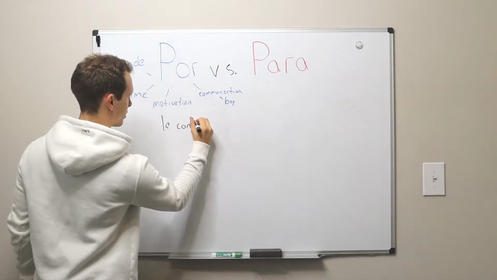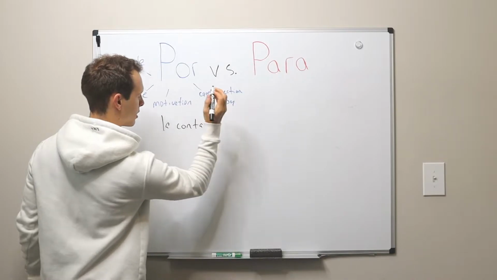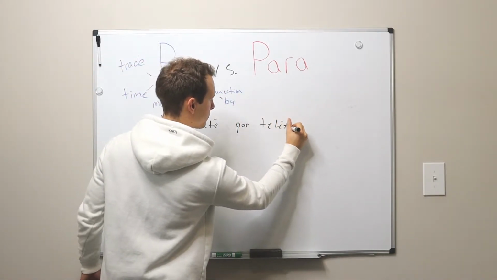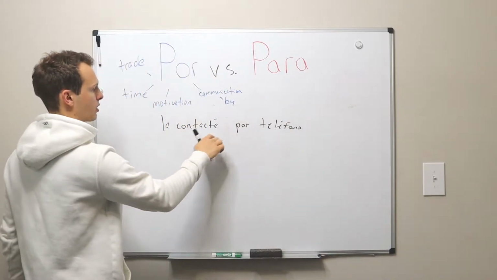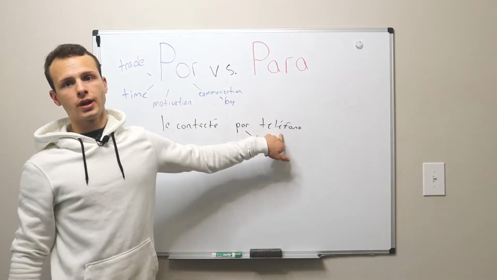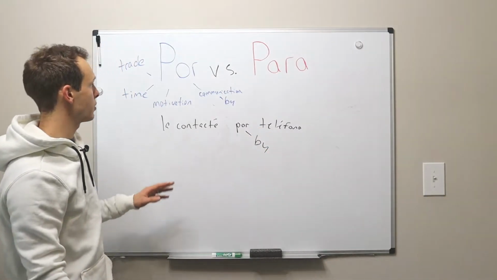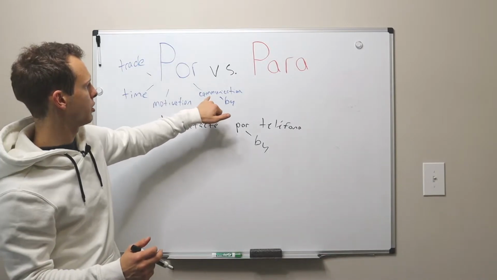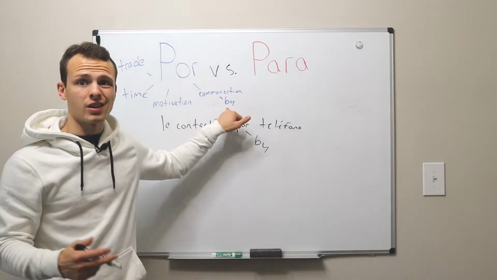La contacté por teléfono. I contacted her by phone. You're going to use the word por. So it's not even really using the word for anymore. We're just talking about communication by a certain means.